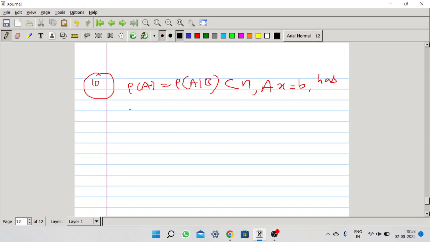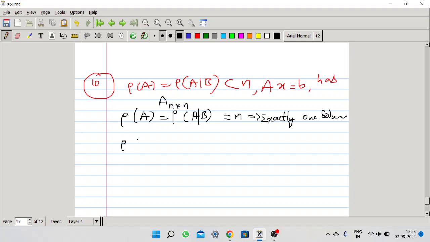You might have studied this. Whenever rank of A equal to rank of [A|b] equal to n, where n is nothing but the order of A, here let me write that A is of order n cross n, it implies it has exactly one solution. Whenever rank of A equal to rank of augmented matrix [A|b], both are equal but less than n, then it has infinite number of solutions.